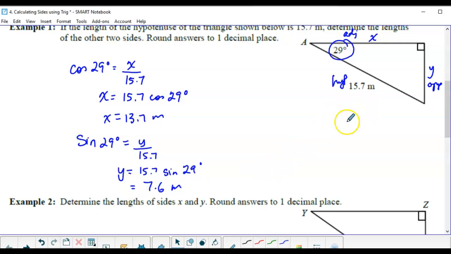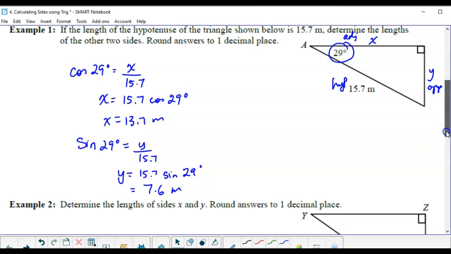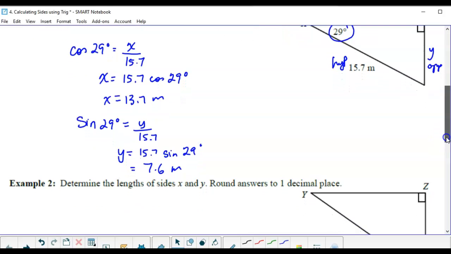Take a look. Both of these sides that we calculated should be less than the hypotenuse, and they are. It also looks somewhat reasonable. Really, this side should be longer. This measure here is 29, so it should be a little bit less, but it's at least in the right ballpark, as we say.